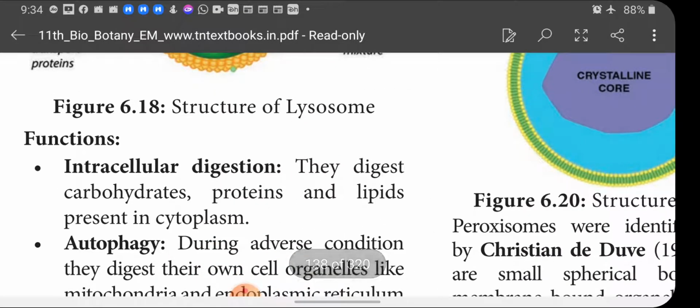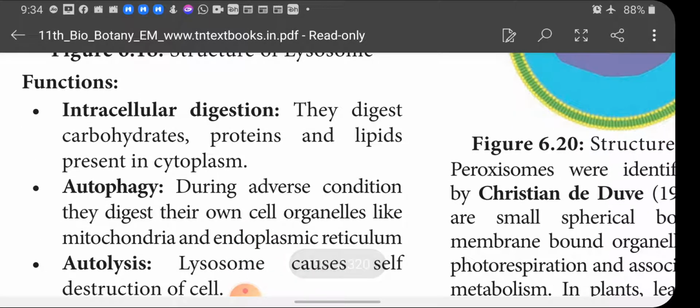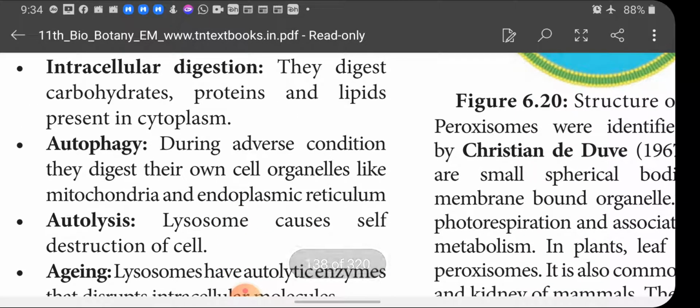Functions of lysosome. First, intracellular digestion. Intracellular means within the cell. They digest carbohydrates, proteins and lipids present in the cytoplasm. Second, autophagy. During adverse condition, they digest their own cell organelles like mitochondria and endoplasmic reticulum. What is called adverse condition? Maybe any scarcity of food and water. In this or some other adverse condition, the lysosome digests its own mitochondria and endoplasmic reticulum.